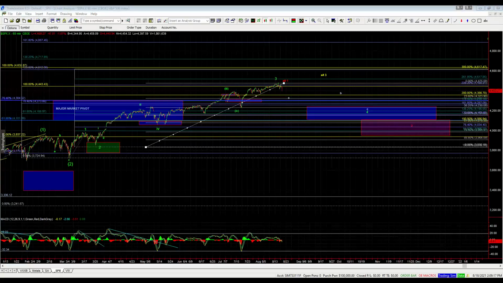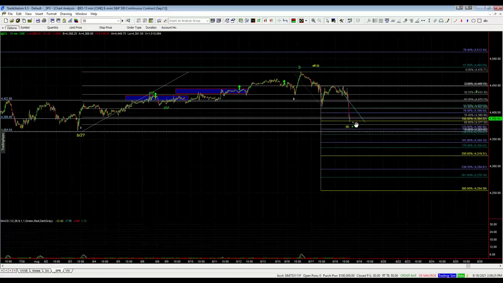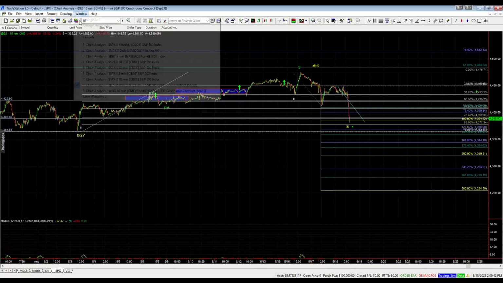Okay. What is the target for the A wave of the wave 4? Again, the target for the A wave of the wave 4 is going to be very difficult to determine, but we are at the 100 extension right now. So we certainly could see a retracement from here for a wave B, and then another C down, and that could be the A wave. We still could be in the A wave. We really won't know until we see a move into support and a full 5-wave move up off that low.